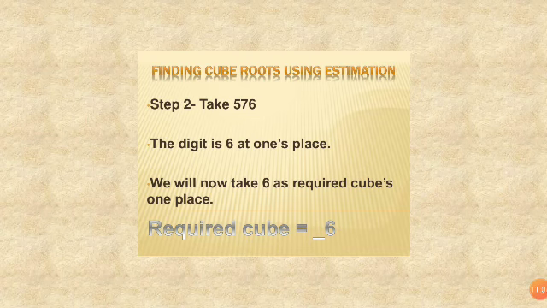Finding the cube roots using estimation. Step 2. Take 576. For square roots we take 2 digits, but for finding the cube root we take 3 digits, 576. The digit at the one's place is 6. We will now take the number whose cube ends in 6 at the one's place. So the cube root has 6 at the one's place.